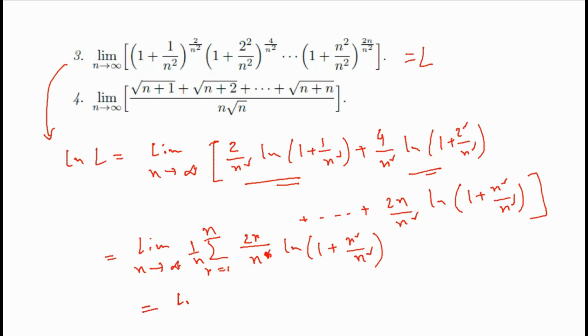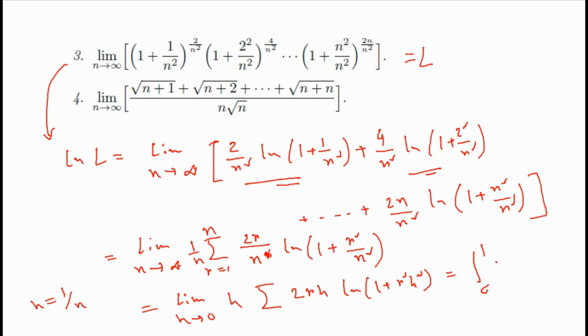Now this is limit h tends to 0, so h equal to 1 by n here. This is h summation 2 rh ln 1 plus r square h square, and ultimately you will get integral 0 to 1 of 2x ln 1 plus x square dx. Now you can easily solve that integration by putting 1 plus x square equal to z.